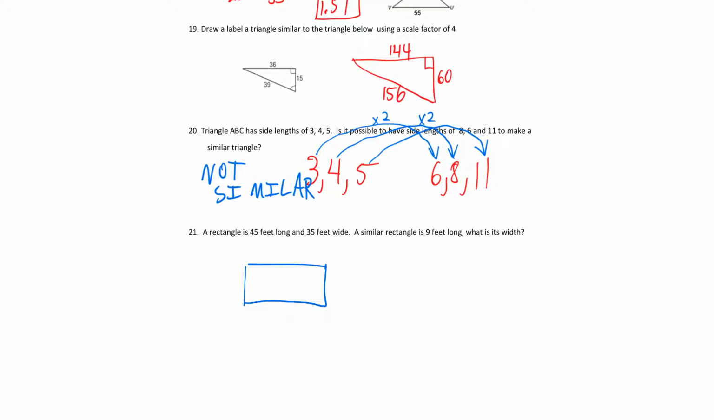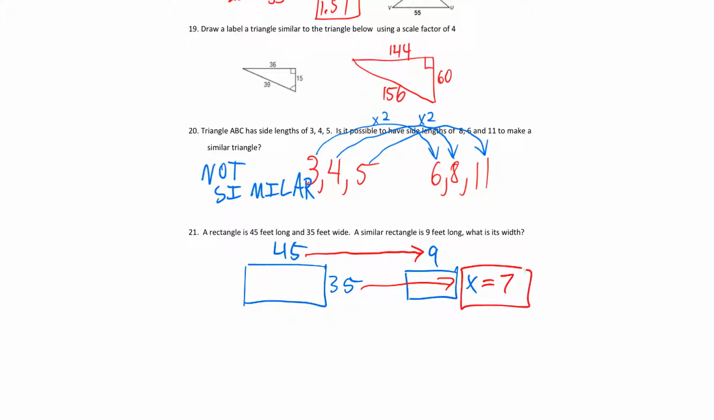Okay, on this last one, you have a rectangle that's 45 by 35, and a similar rectangle that's 9 by, we're looking for the width. Okay, so to me, the way I see this is divided by 5. Divided by 5 means this is going to be 7.